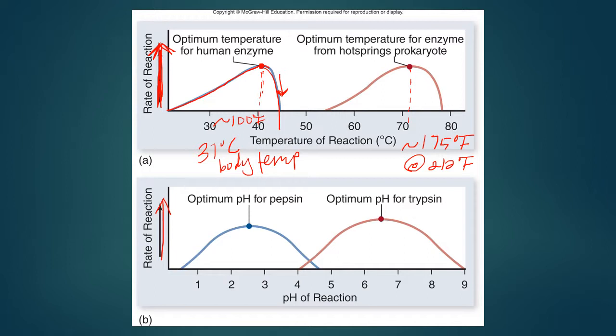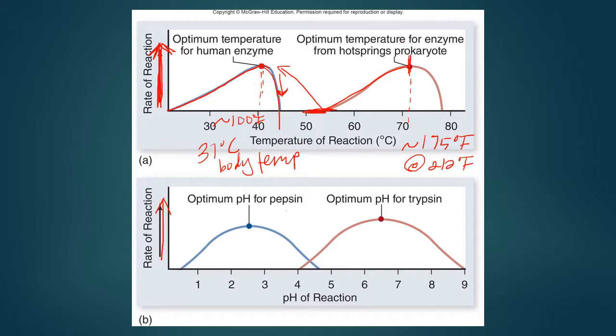So these hot springs prokaryotes, they have specific enzymes that have temperatures that are optimum at around 70, I don't know, 72, 73 degrees Celsius. Extremely hot temperatures. And so even at our body temperature, those could not work at all. There is zero reactivity there. So enzymes are specific to their organisms based on their temperature and also pH.